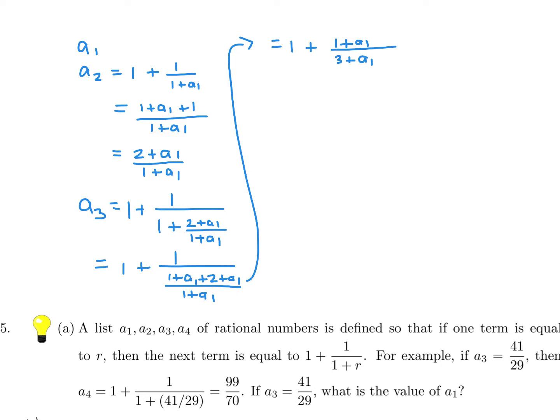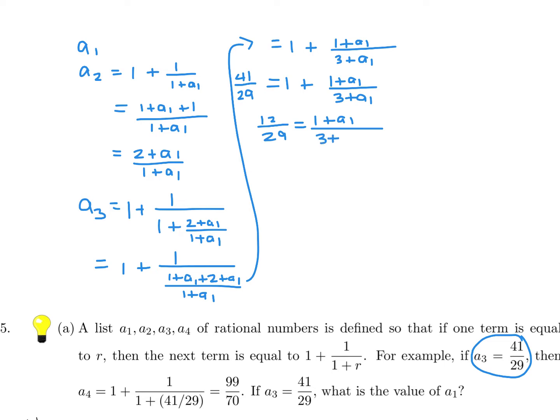Okay, so now we got to add this 1. Actually, no, we don't have to, because A3 they gave us. They gave us an actual number, it's 41 over 29. Okay, well, that's nice. So then we just have to do this math here. Subtract the 1 from the other side, and that will leave you with 12 over 29. And that's 1 plus A1 over 3 plus A1.